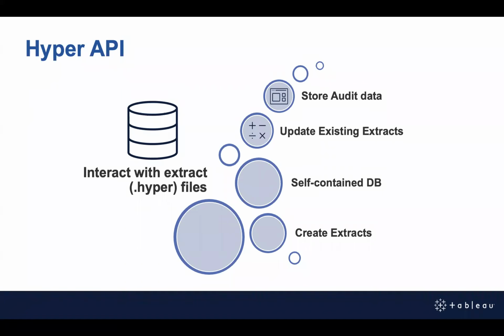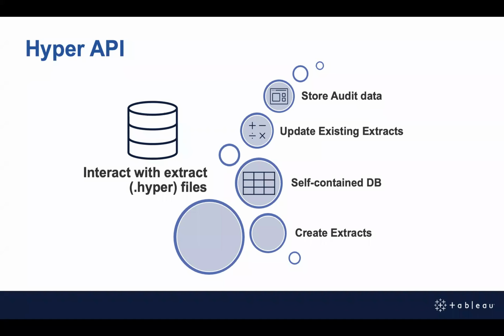We can update existing extracts. So let's say you have an incremental extract on the Tableau server and it's getting really big. But you don't want to do a full refresh because then you're going to lose the entire data. What we can do is actually download that extract and clean it up with the Hyper API, get that size under control, and then republish. So we can keep the core data we need without losing the full incremental refresh.